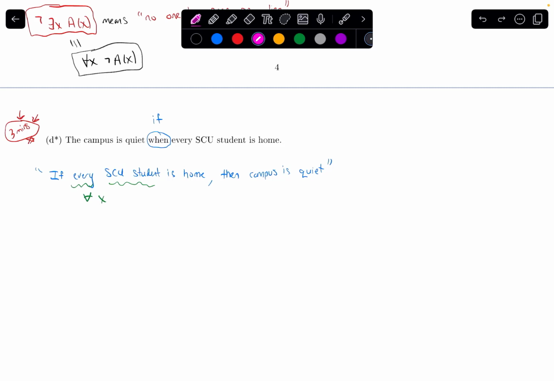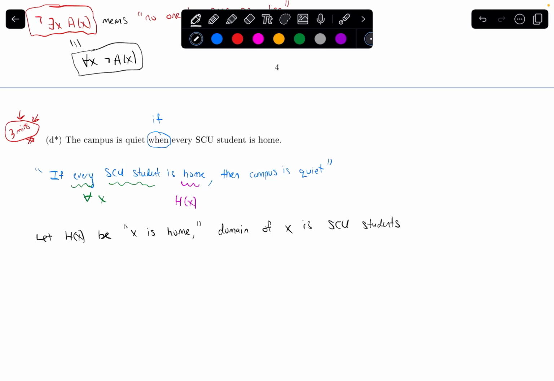Okay, so first let's deal with this home part. It's talking about these SCU students being home. And that's where I'm going to need my propositional function. I'm going to call this H for home. And H of X is going to represent this home part for me. So I'm going to let H of X be the propositional function X is home, where the domain of X, the people that we're talking about here, is SCU students.